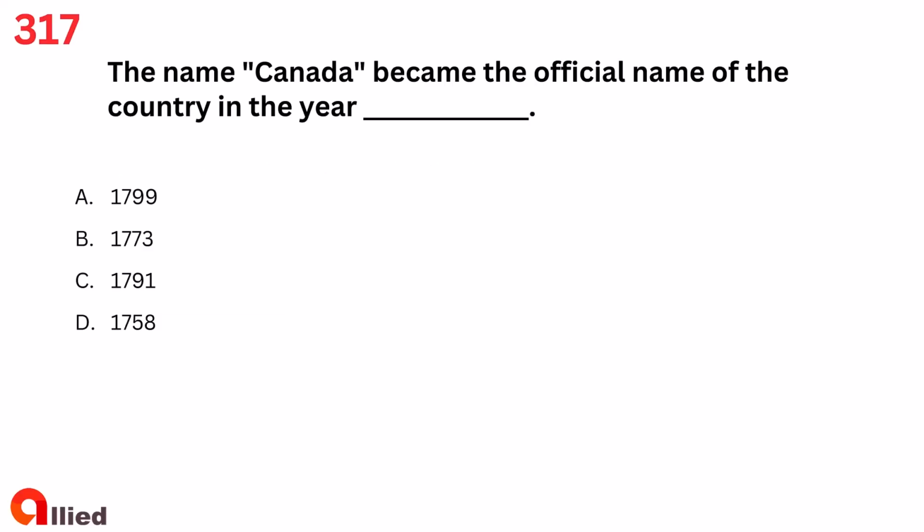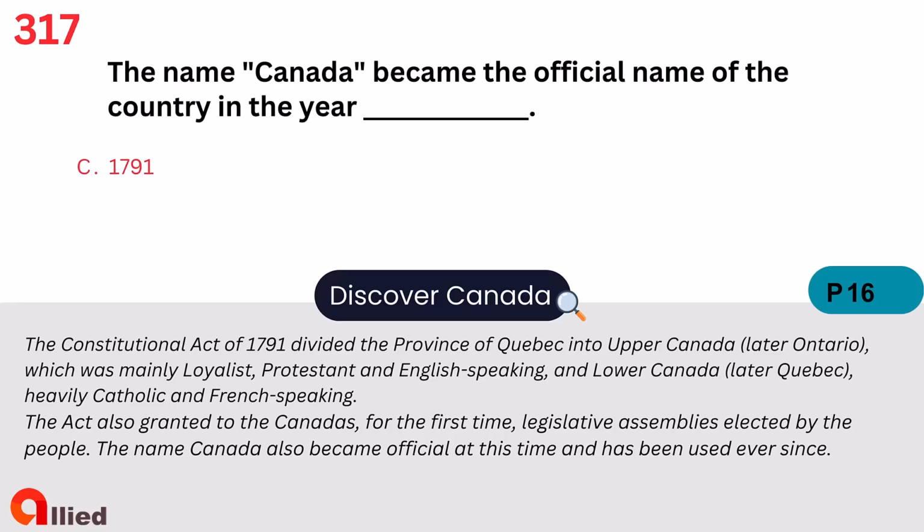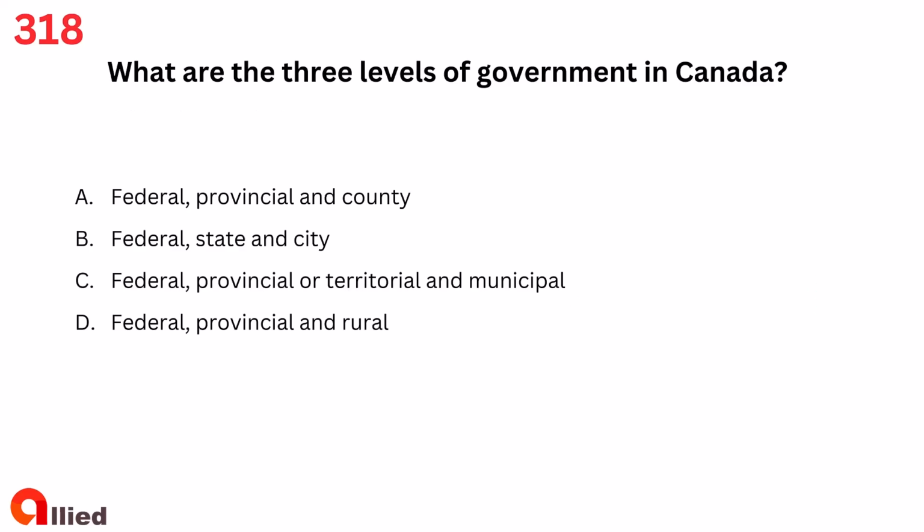Question 317. The name Canada became the official name of the country in the year? A. 1799. B. 1773. C. 1791. D. 1758. The answer is C. 1791.